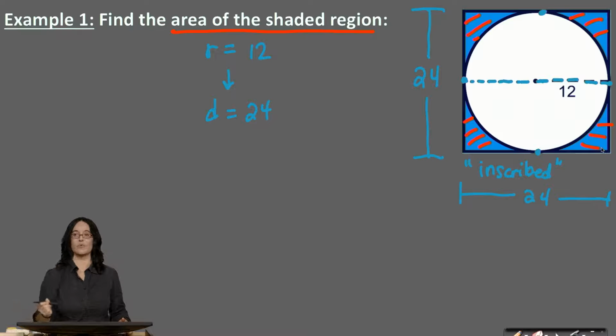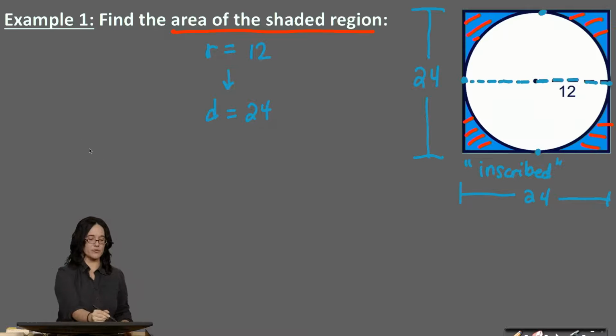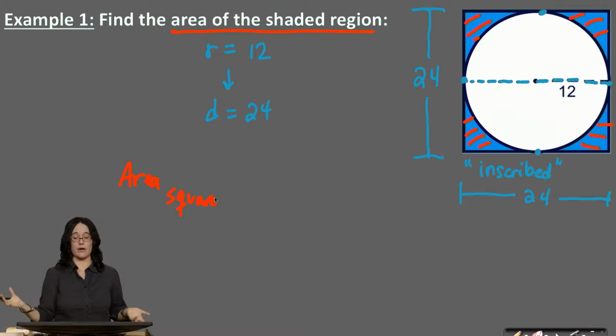Well, that sounds kind of weird. How am I supposed to know how to do that, the shaded region? Well, what I can do is find the area of the shapes that I do know. What I see here is we have a square, so I have the area of the square, which is containing the area of the circle.